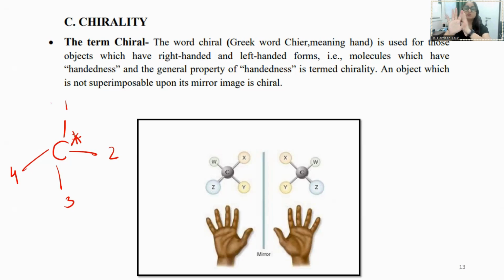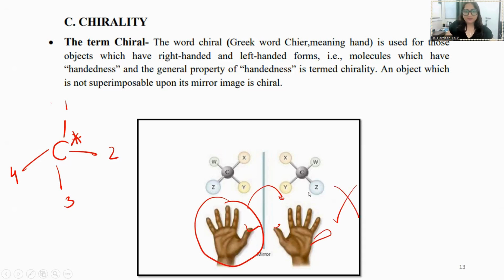So one thumb is here. Compounds that don't have superimposable mirror images are chiral in nature. If you see here, when you put this hand over this one, this thumb and this thumb will be like this. So they don't have superimposable mirror images, so they are chiral compounds.